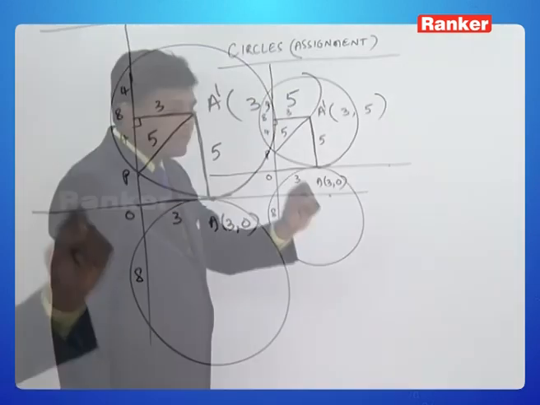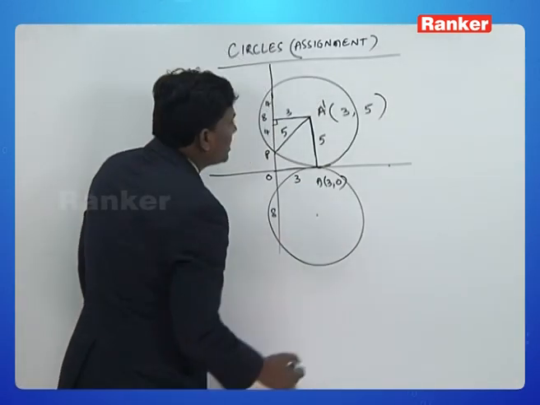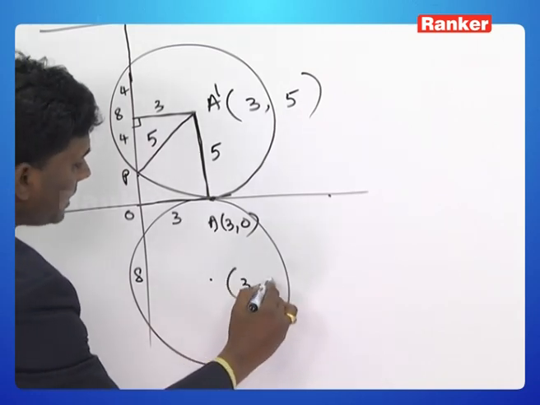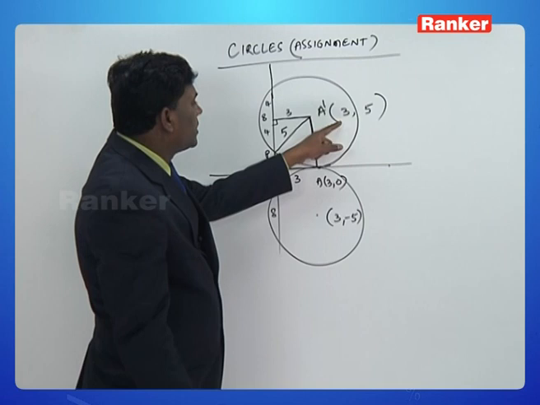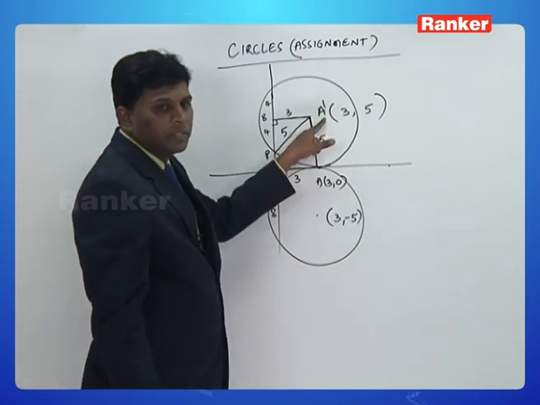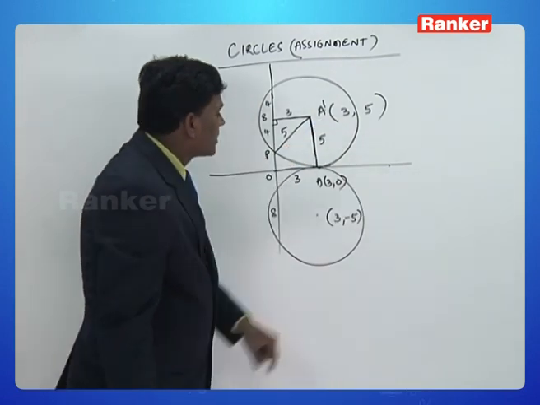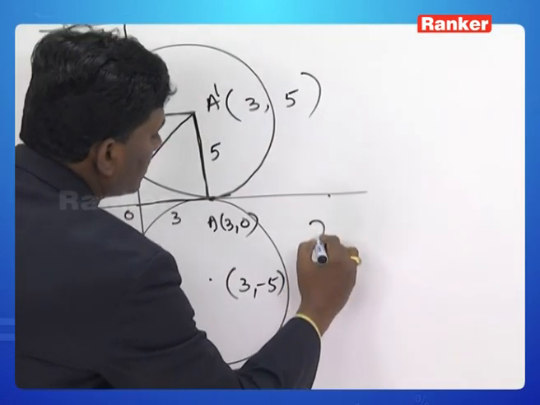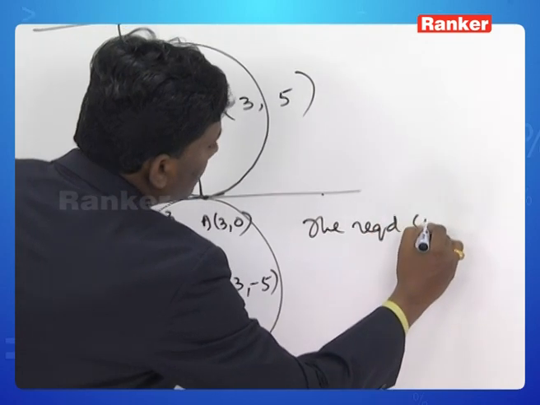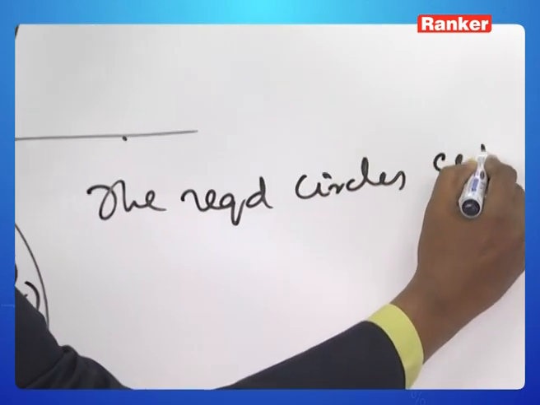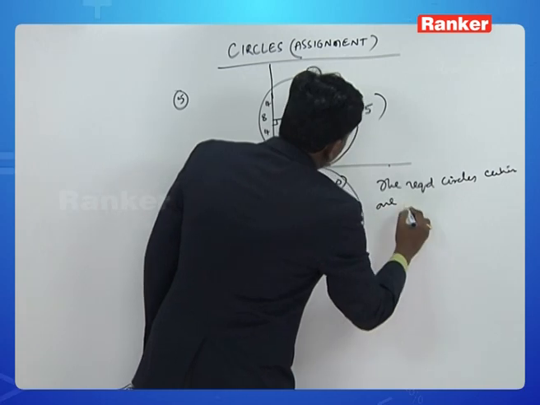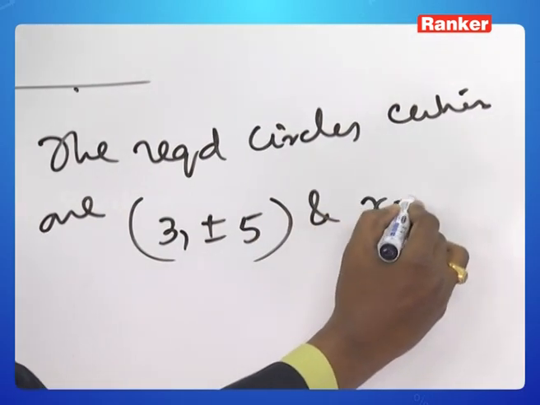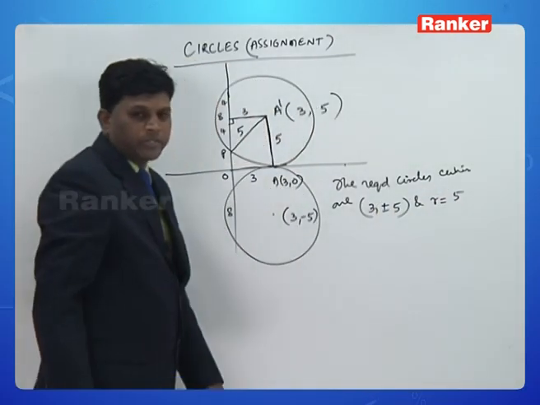And one can say very comfortably that for the second circle, the center will be (3, minus 5), with the same coordinates. This center will be the image of A dash with respect to the x-axis. Therefore, the centers of the required circles are (3, plus or minus 5) and the common radius is 5 units.